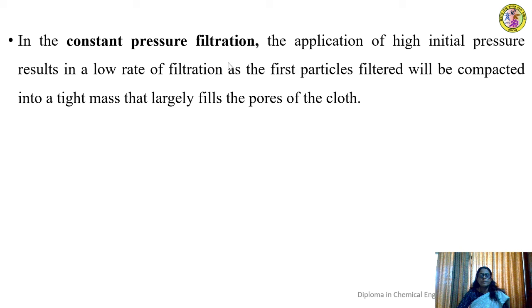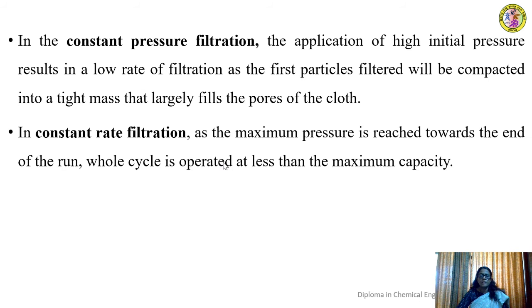The problem with constant pressure filtration is that initially we apply high initial pressure, which results in a low rate of filtration, as the first particles filtered will be compacted into a tight mass that largely fills the pores of the cloth. Application of high initial pressure causes the particles filtered in the beginning stages to tightly press against the pores of the filter cloth, thereby blocking them. That results in a low rate of filtration. So that is a problem with constant pressure filtration.